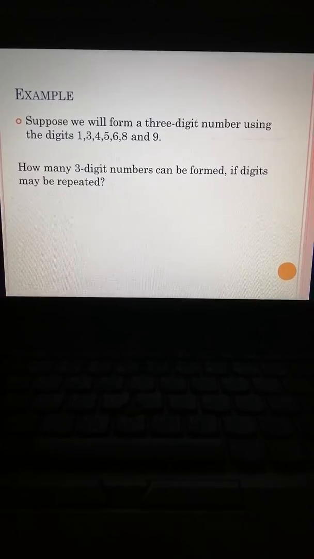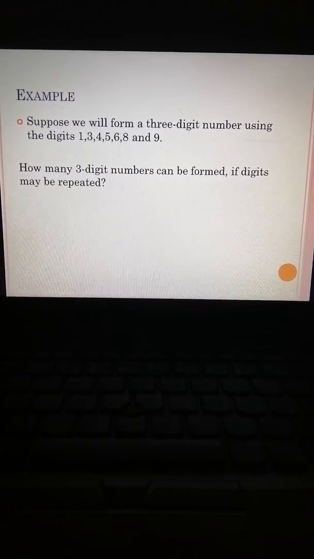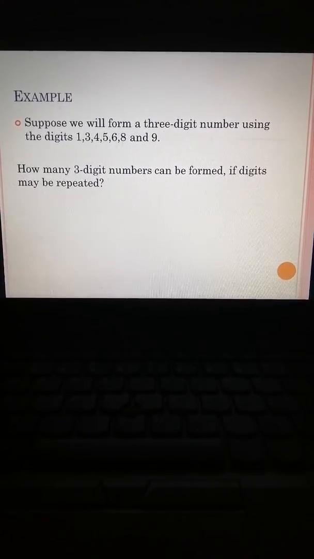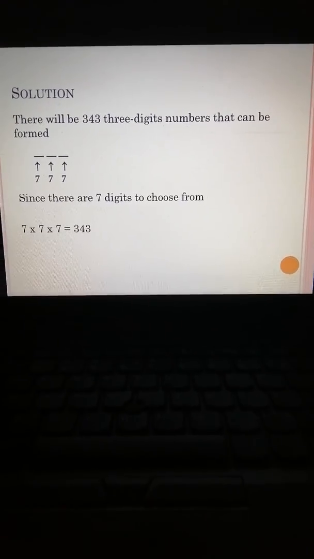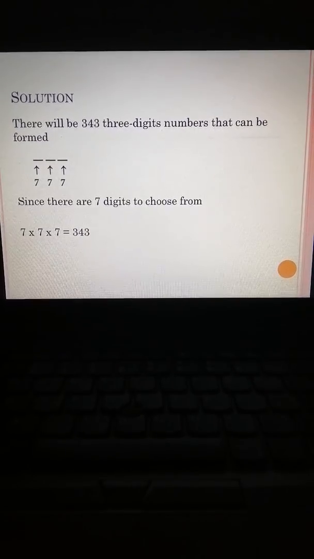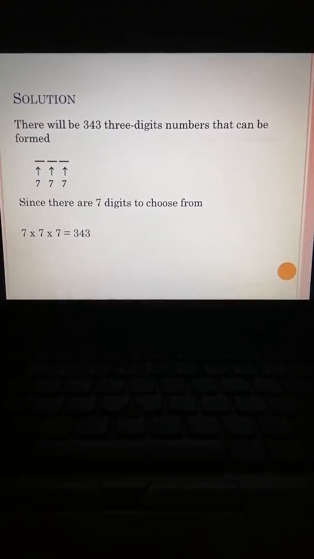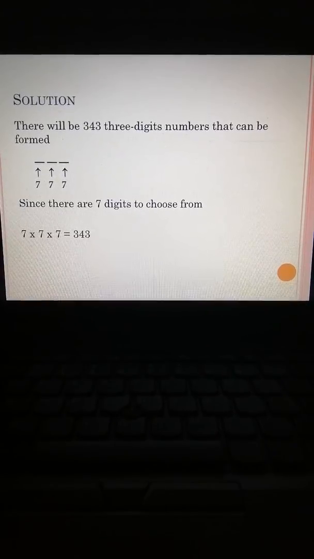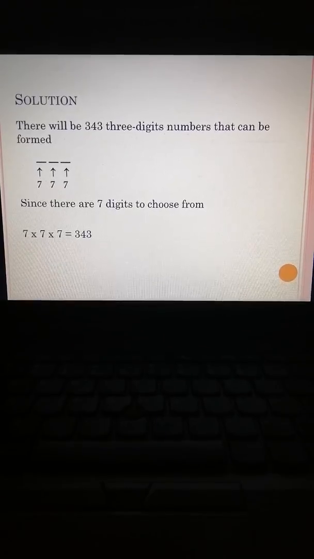Example, suppose we will form a 3-digit number using the digits 1, 3, 4, 5, 6, 8, and 9. How many 3-digit numbers can be formed if digits may be repeated? The answer is there will be 343 3-digit numbers that can be formed. Since there are 7 digits to choose from, let's just multiply all the elements. 7 times 7 times 7 is equal to 343.